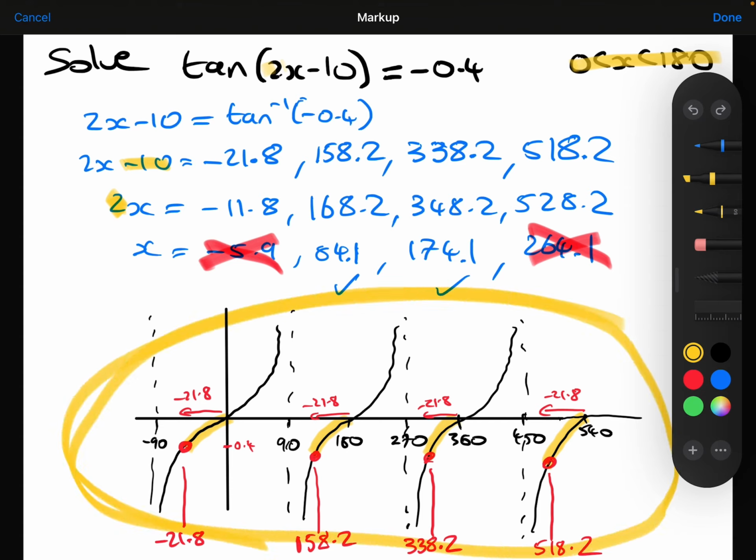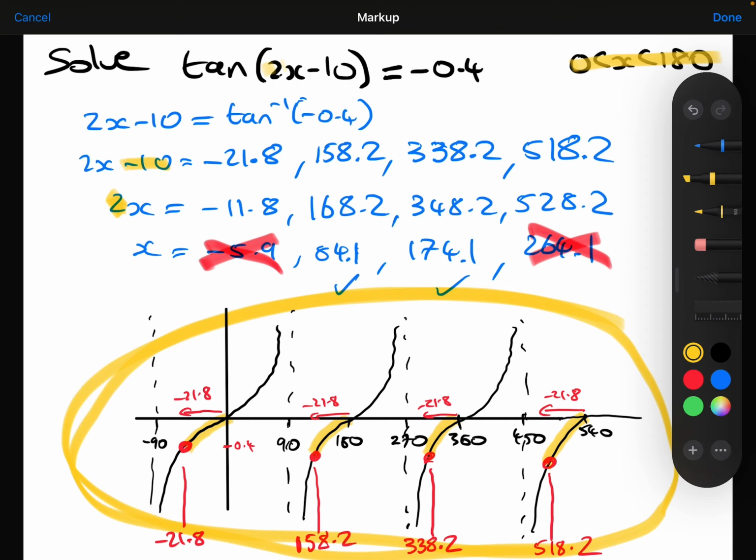You must draw the graph the moment you press tan inverse, sine inverse, cos inverse on your calculator. That is the key thing from this video. The moment you press tan inverse equals on your calculator, you draw the graph. And you draw the graph bigger than you need.